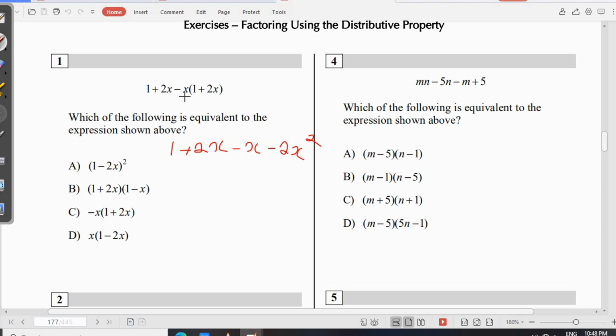What we can deduce from this is that it's almost like a quadratic equation, so we can easily solve it like one. Here we have 2x minus x minus 2x squared. If you look at the first and the last term, 1 times minus 2x squared gives minus 2x squared, and 2x times minus x gives minus 2x squared.